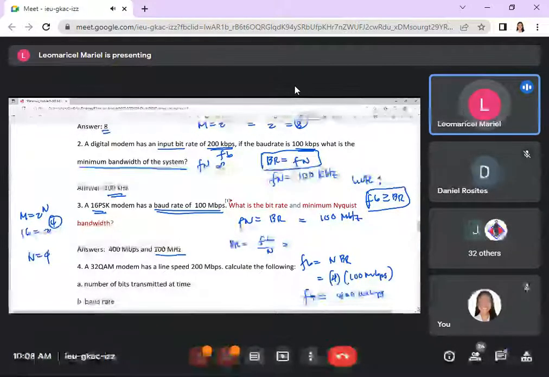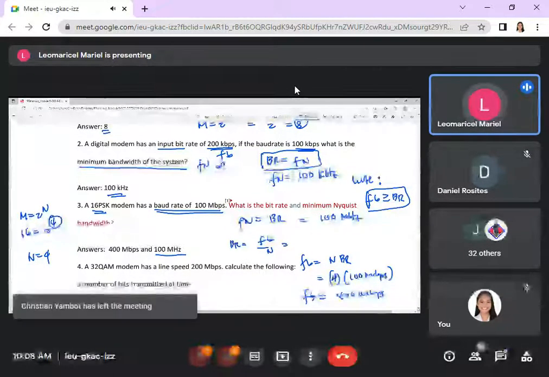Kailan magaganap na yung fb mo is equals to bit rate? When your N is equals to 1. Eh kailan yun? Kapag ang modulation technique mo ay 2PSK, BPSK, or FSK lang. Nagets?